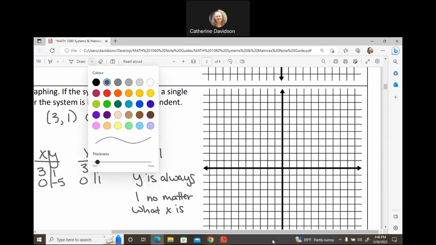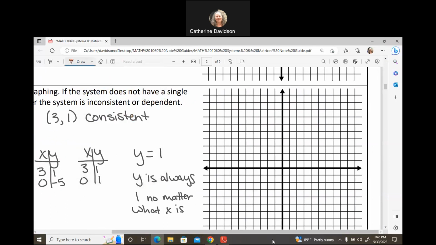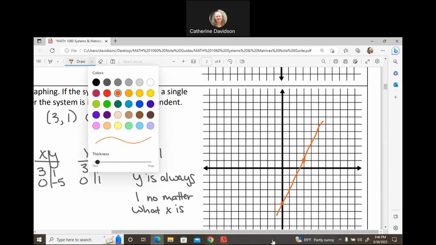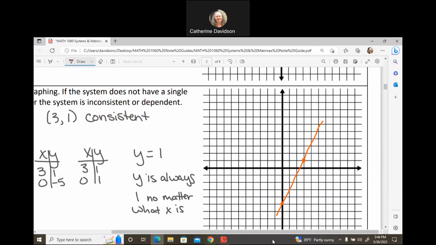In the graph, we are going to change our colors up a little bit. So over 3 up 1, over 0 down 5. There we go. And the next one, it's one of those oddball cases. So over 3 up 1, over 0 up 1. So that one is a horizontal line.